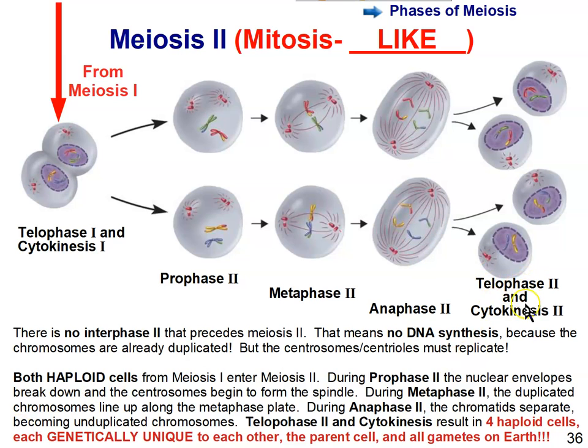Then we have telophase II and cytokinesis II, and we end up with 4 daughter cells that are haploid, have half the number of chromosomes as compared to the original parent somatic cell, and they are genetically unique not only from that parent cell, but from each other and every other gamete on Earth. Because if you'll recall, producing gametes is the purpose of meiosis in sexually reproducing organisms. So each of these will become a gamete. Sort of. You'll see in a minute when we go over oogenesis, that's not entirely true.